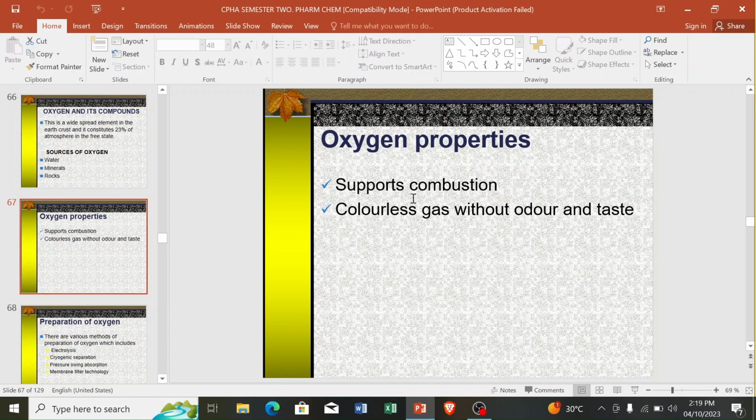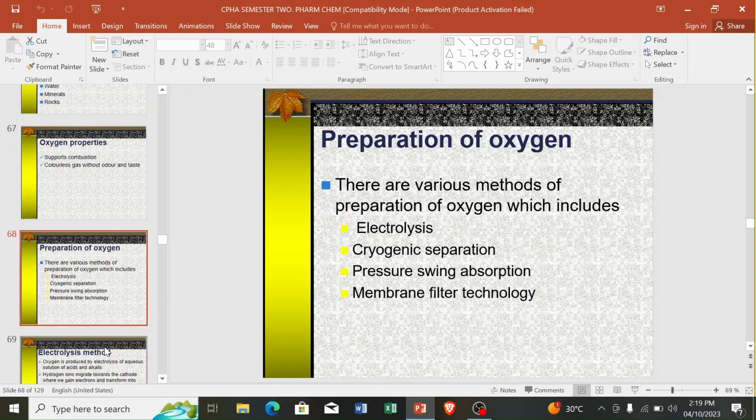So we need to know the properties of oxygen. Oxygen supports combustion. It supports burning. Oxygen is a colorless gas. It has no smell, so we shall say it is odorless. And then it has no taste, meaning it is tasteless.